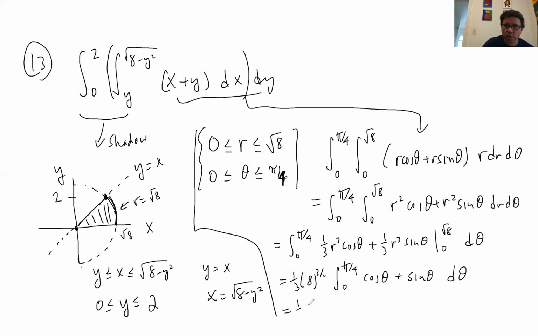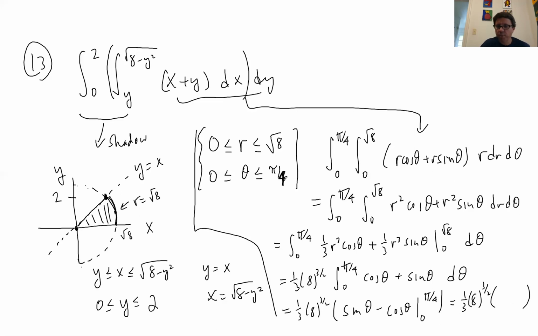So we go 1/3, 8 to the 3/2 power. Integrate cosine, you get sine. Integrate sine, you get minus cosine. Plug in the bounds 0 and pi over 4. So we get 1/3, 8 to the 3/2.